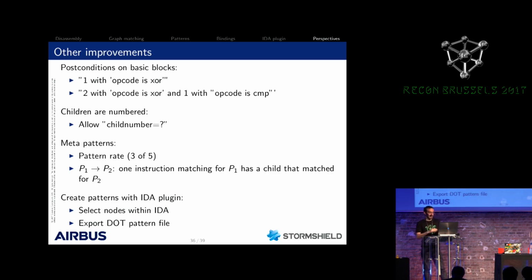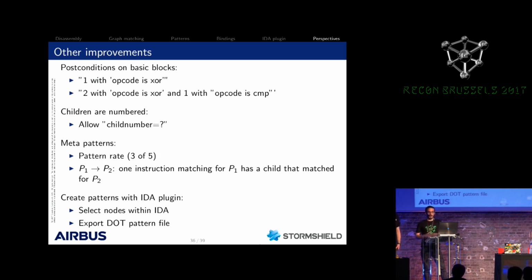So we said that children are numbered. So you have to specify when you do edges if you're talking about child number 1 or child number 2. Sometimes we will want to say, okay, I don't care. So for instance, for a conditional jump, you could say this could be the child for when the condition is fulfilled, or for when the condition is not fulfilled, I don't care. So we would like to add an option that would be child number is a question mark, and so the algorithm should try both options.